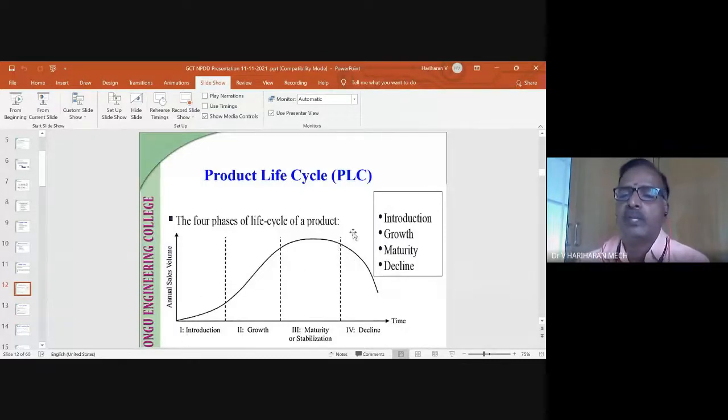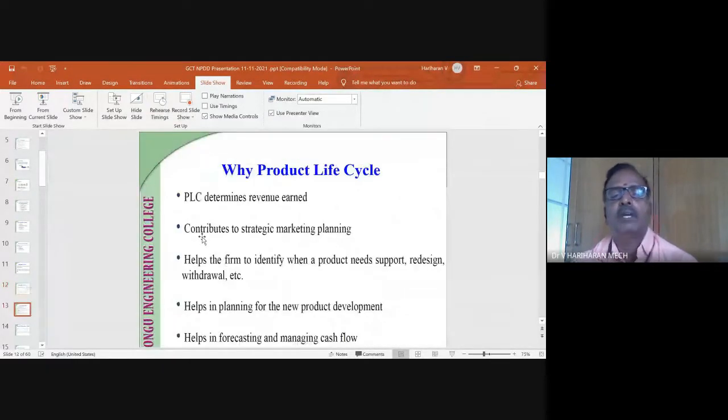So, the introduction phase, growth phase, maturity phase, which is also called the stabilization phase, and then the decline. This is the horizontal time axis and this is the volume. Why the product life cycle? PLC determines revenue earned. So the main thing you have to understand from here is how much revenue you are going to earn for each and every phase.